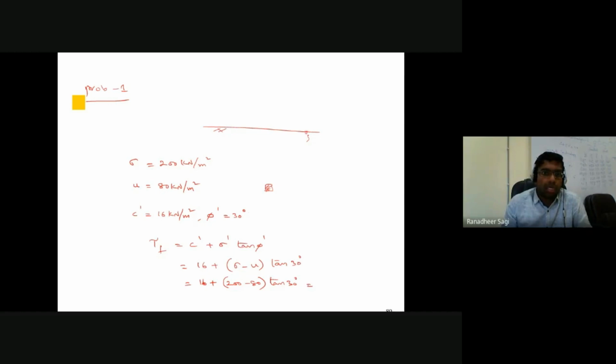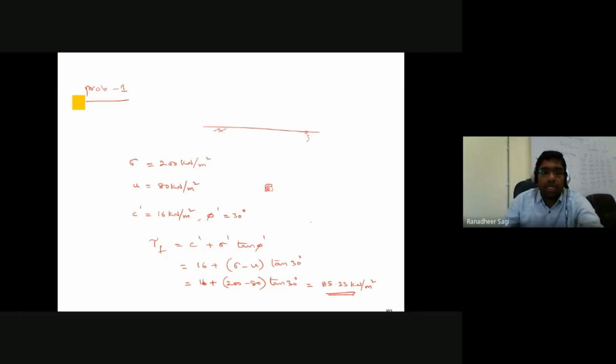That is the strength of the soil at its failure in terms of the effective stresses when you are trying to define it. 85.23 kilonewton per meter square is going to be the strength of your soil in terms of the effective stresses whenever you are trying to calculate.